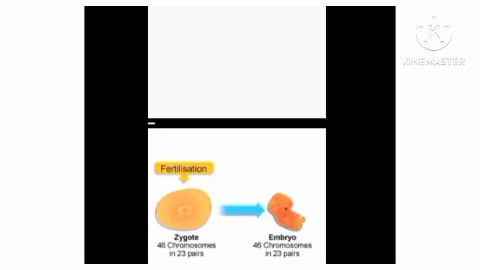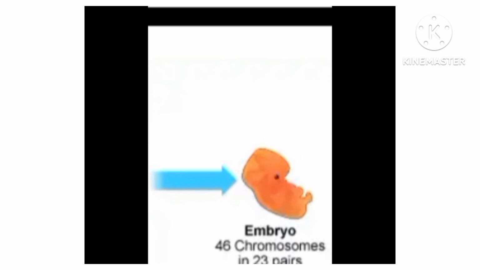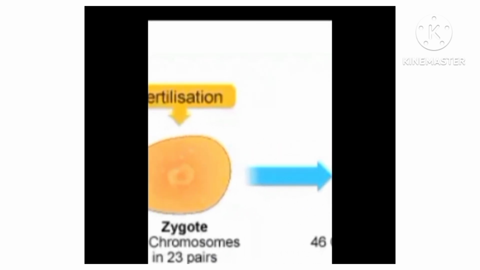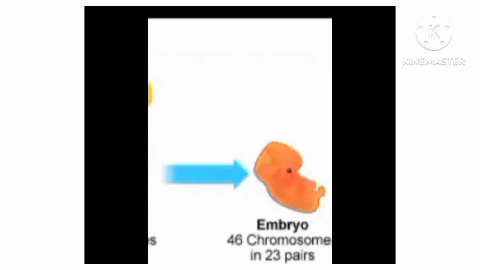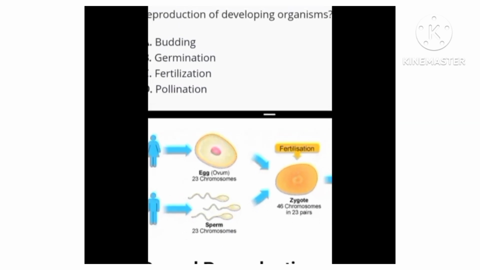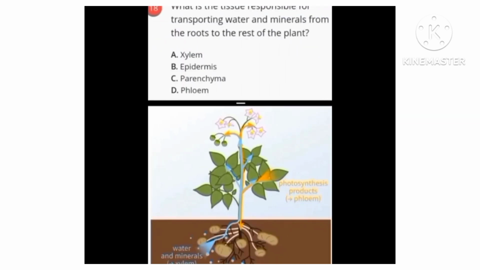It now develops into an organism that has specialized structures. So that tallies very much with the question. So the answer is C, fertilization. The next question. What is the tissue responsible for transporting water and minerals from the roots to the rest of the plant? We all know that that is the function of xylem. And if you never knew, now you know.